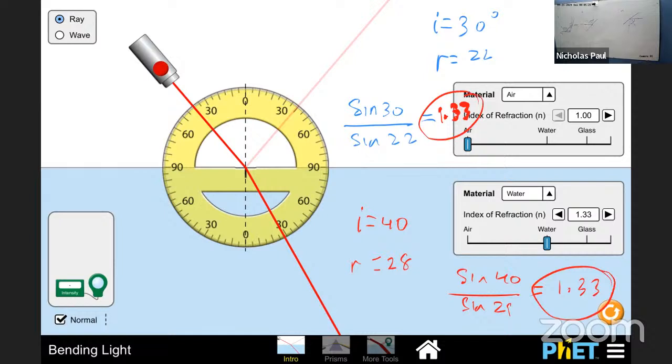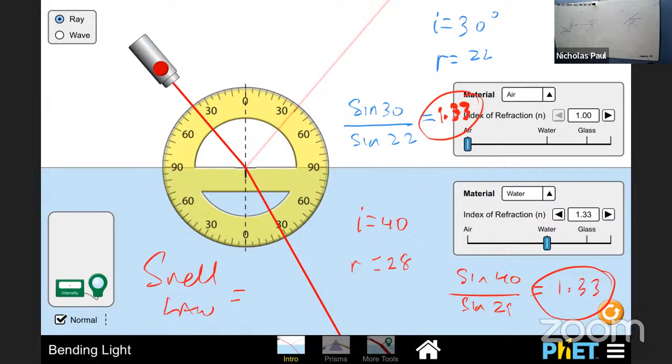Well, guess what? There's a guy named Snell. He did the same thing. He did this experiment and he took the angles and he found the sine of them. And he recognized that they all give you the same value. And that's where he came up with Snell's law.